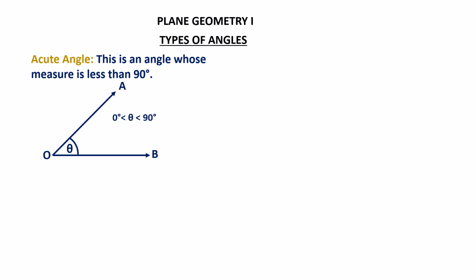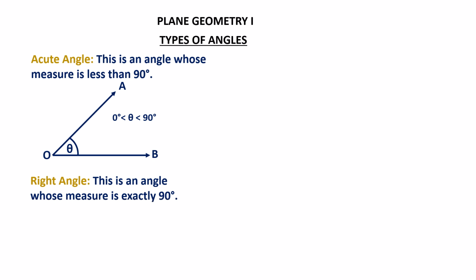The second type we are going to look at is what we call the right angle. These angles are exactly 90 degrees. So the angle 90 degrees is also called a right angle. So as you can see on the diagram, our angle MON is 90 degrees.